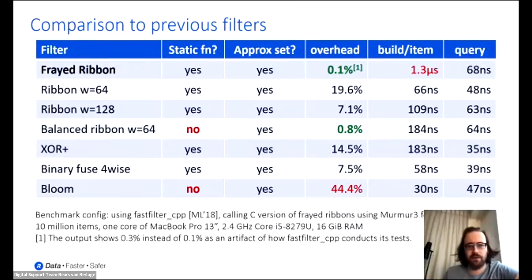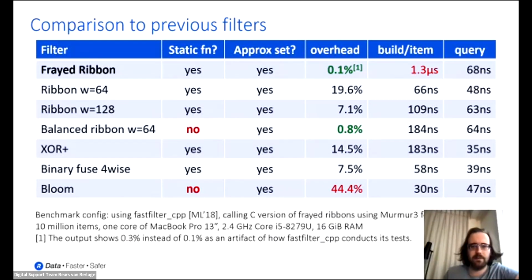So in comparison to previous work, this is suitable for both static functions and something called approximate sets that I will get to in a second. It has a much lower overhead than other previous work that is suitable for these things, other than the very slow ZOR filters or ZORSAT filters. And it has about an order of magnitude slower build time than previous work. However, queries are still quite fast.